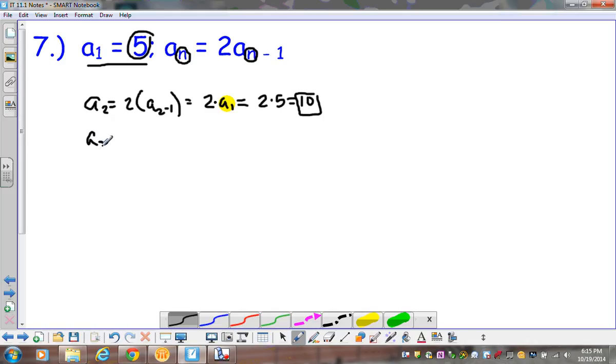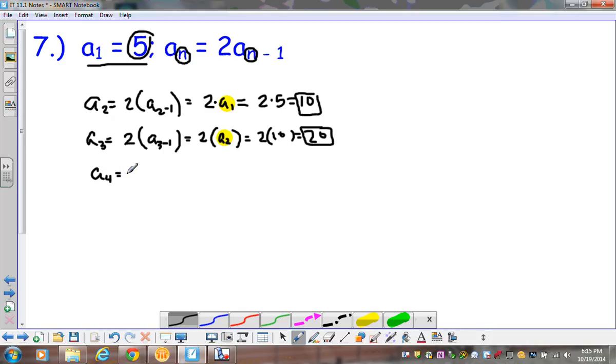Let's try and find my third term. So it's going to be 2 times, and anywhere I see an n value, I'm plugging in a 3 for my third term. So it's going to be a sub 3 minus 1. Well, 3 minus 1 is 2, so it's going to be 2 times a sub 2. Well, a sub 2 represents my second term, which I already found up here to be 10. So it's going to be 2 times 10, which happens to be 20. Cool.